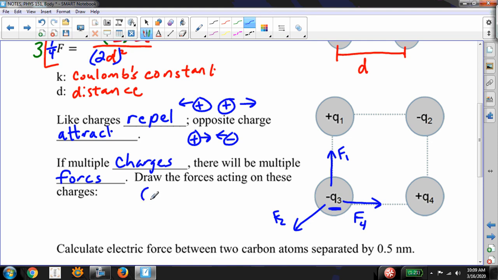Let's imagine a simpler diagram. Say I have them like this. Let's say that they're all positive, and I want to know what is the net force acting on this particle. I'll have one repulsive and another repulsive, and so the net force that's acting on this particle is going to be in this direction, because those two vectors will add to give a vector that's in between the two.